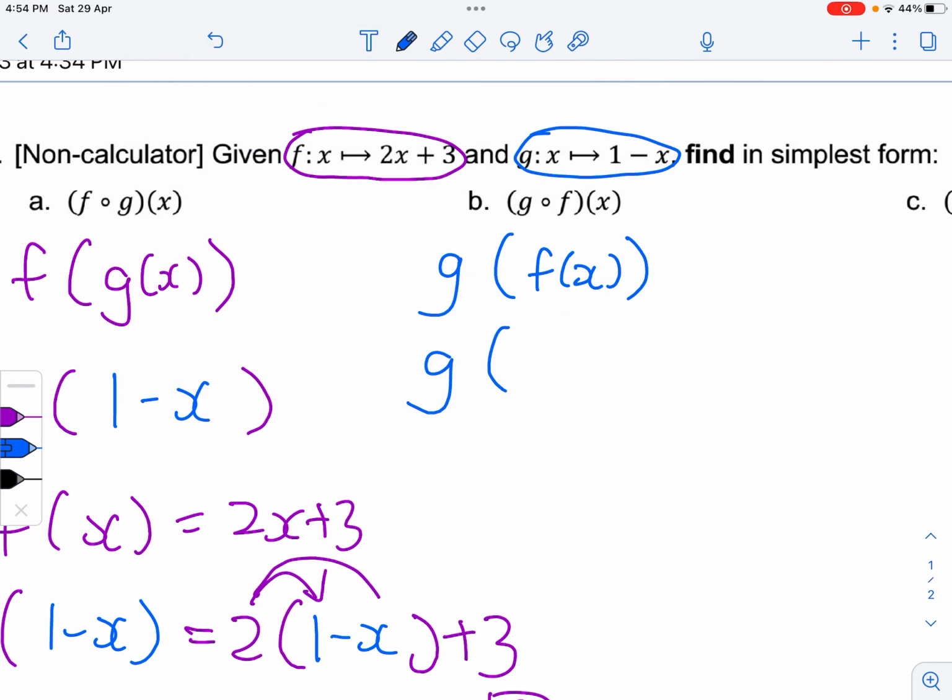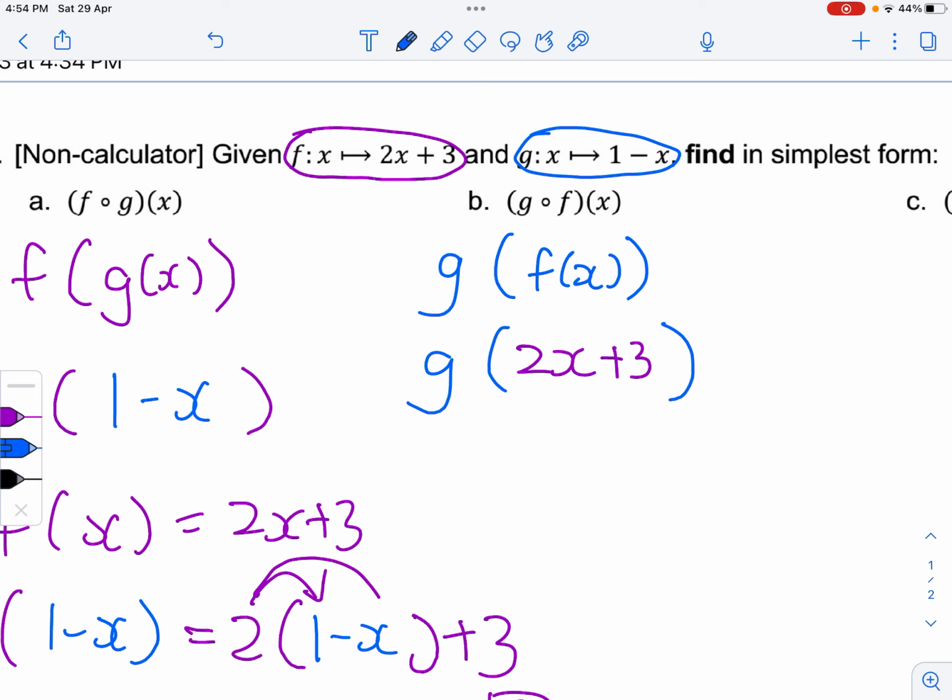Now what's f of x? F of x is 2x plus 3. So we have 2x plus 3, and then close the bracket. Now we have g of 2x plus 3. Now let's take a look at this equation here because we have g of x.